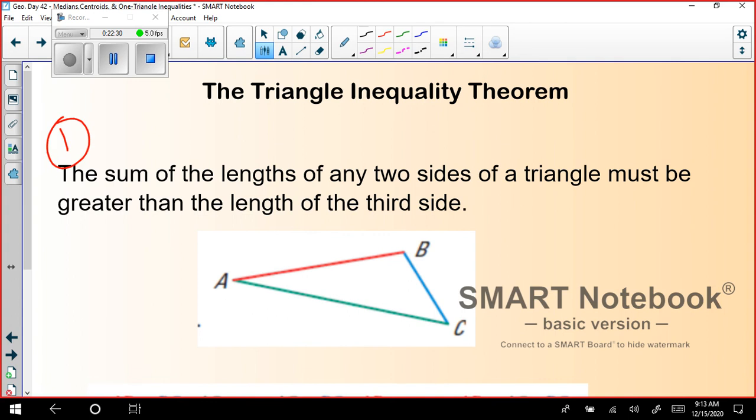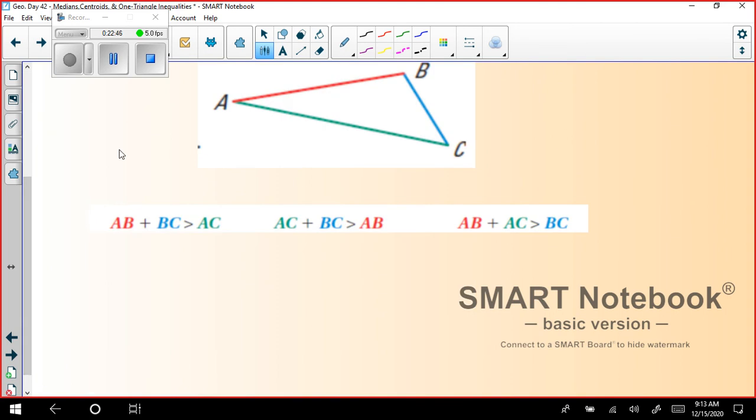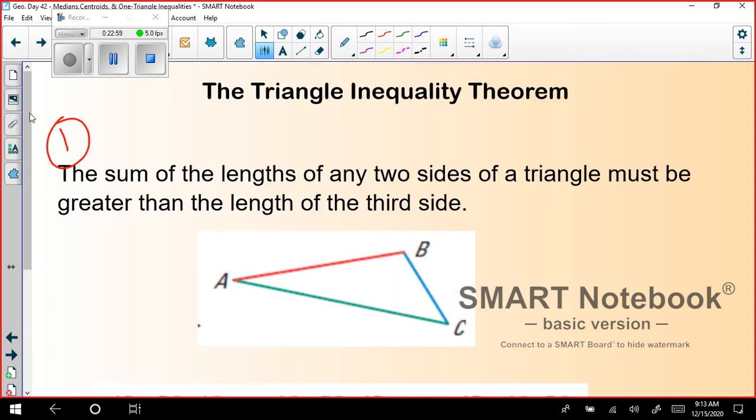Whenever you have a triangle, the sum of the lengths of two sides of the triangle must be greater than the length of the third side. Any two sides you pick up, their sum should be greater than the third side. That's your first triangle inequality theorem, which you have to keep in mind. For example, here AB plus BC should be greater than AC. Same way, AC plus BC should be greater than AB, and AB plus AC should be greater than BC. Okay, just take down this particular theorem. I'll give you 20 to 30 seconds, and then we'll see the next slide.